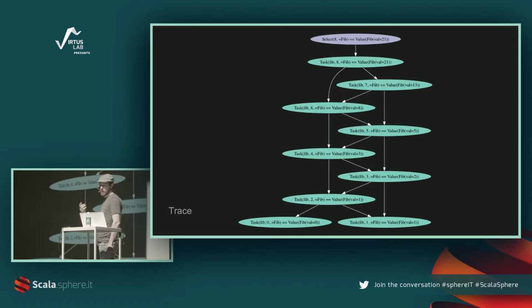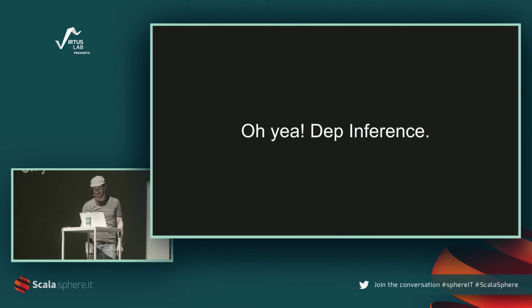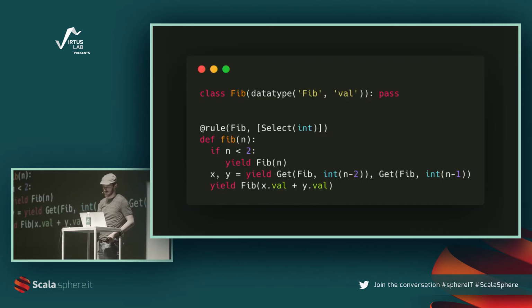And we can also trace it, right? So after having executed a rule, we can see that if we want the 8th Fibonacci value, it will have a value of 21, but we recursively executed and memoized the execution to get there. Cool. Okay, but yes, we're here for Dep Inference. Does anyone have any questions about rules? That's really all there is to it.